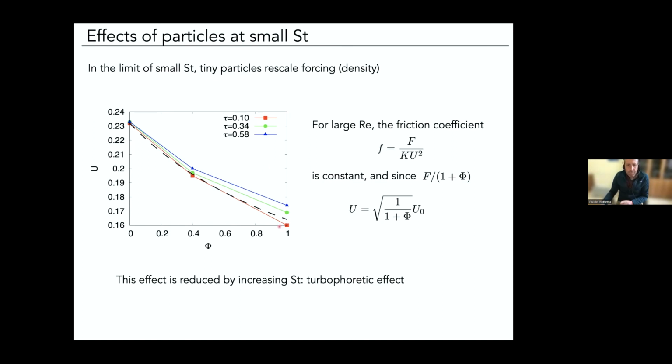Then the point now is to understand why the effect of the particles is reduced by increasing the Stokes number. And we'll try to explain that. Our interpretation is that at least part of this result is due to the fact that, increasing the Stokes number, the particles are less and less homogeneously distributed. And so this makes a big difference in the feedback to the flow.